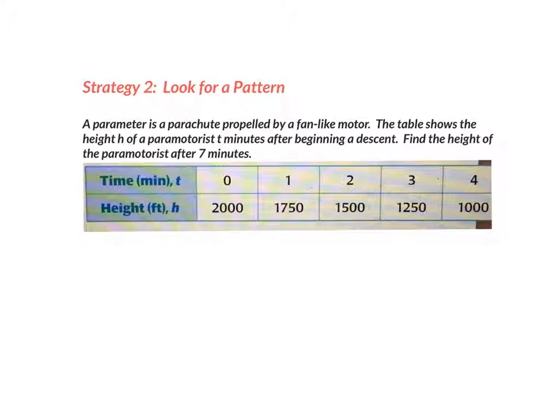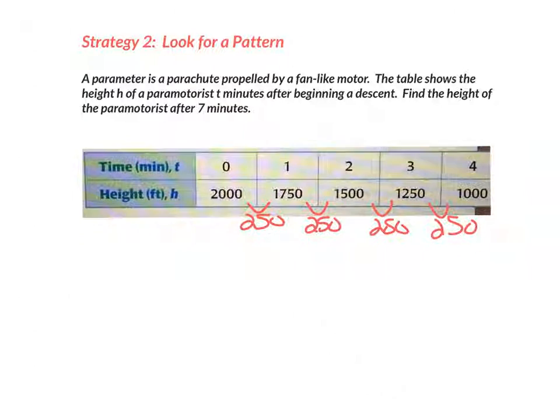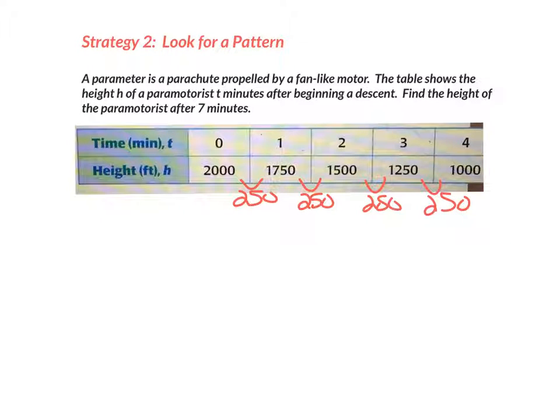So what's happening here, look for a pattern in the table. Every minute, it looks like it's going down 250, it is. It's going down 250 feet, I think it's feet, didn't really say, per minute. So one thing you could do is keep subtracting 250 until we get to 7. Another thing you could do is say, okay, the height starts at 2,000 and it is dropping 250 every minute.